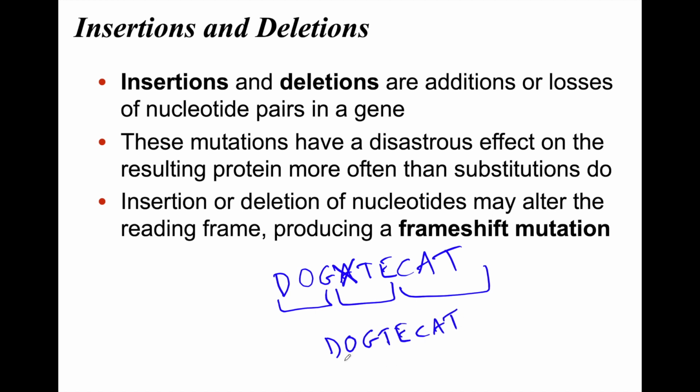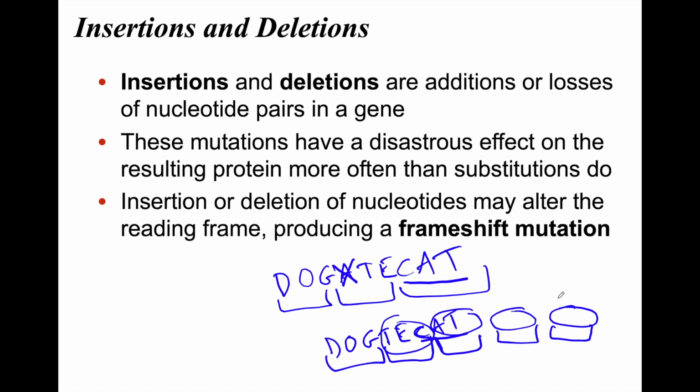Okay, so you still read the word dog, but then you read "tec", "at", and whatever else comes after that. What happens is we've just shifted the reading frame. Even though the letters CAT are still there, you can't read the word cat because you shifted the reading frame. This C is now part of this word. So every word after that is going to be the wrong word. That is called a frame shift mutation. You shifted the reading frame.